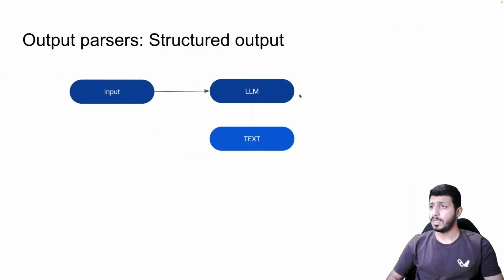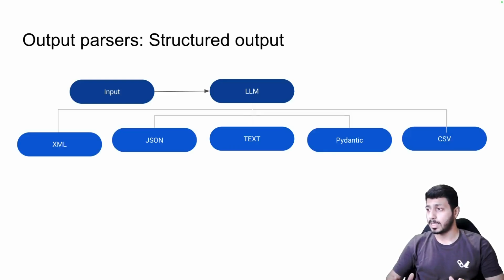So every time we give input to a large language model as a prompt, right now we're just getting output as a text, but we do have other options as well, such as getting output as an XML or a JSON object or a Pydantic object or a CSV, right? So we are going to use output parsers with LangChain. That's what we are going to see in our next section.